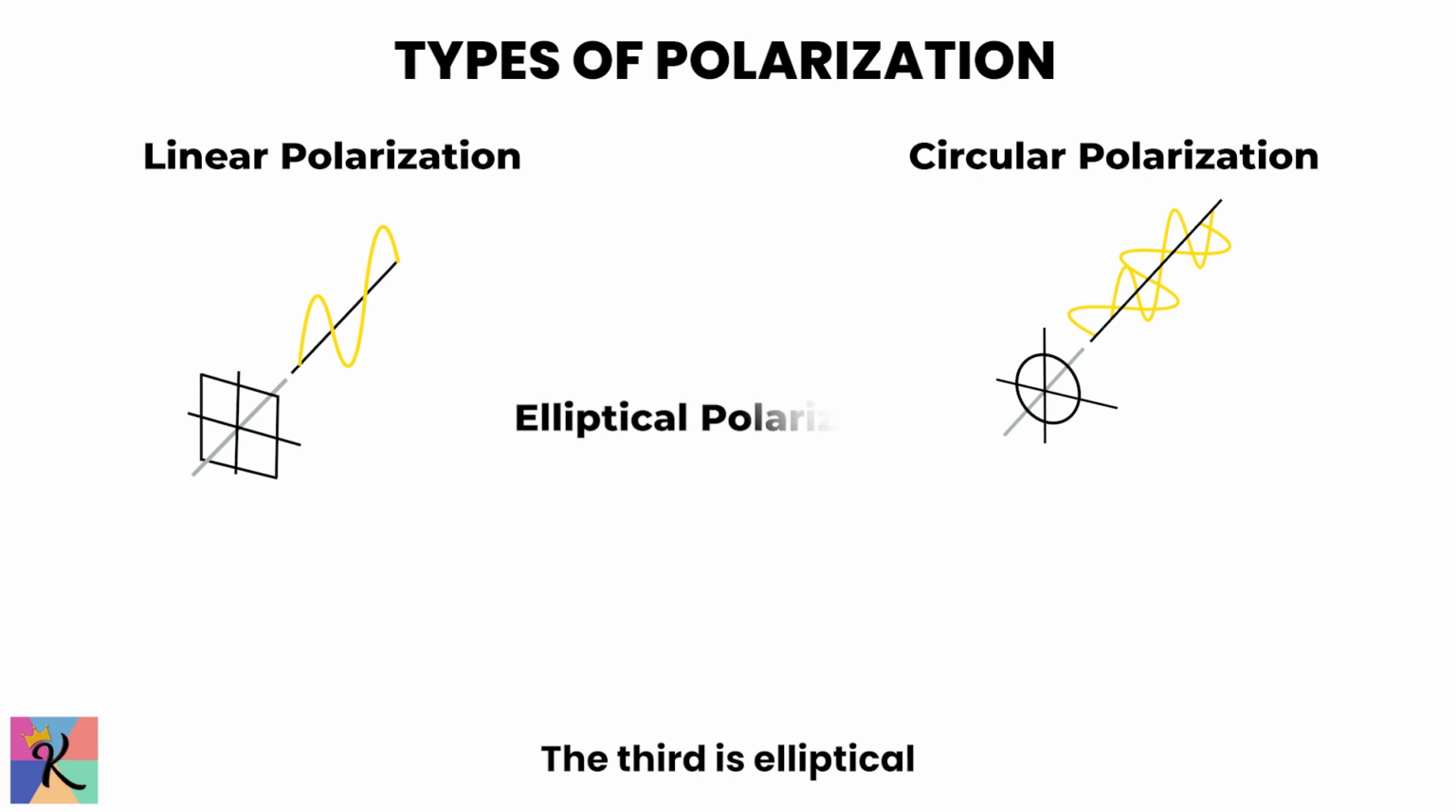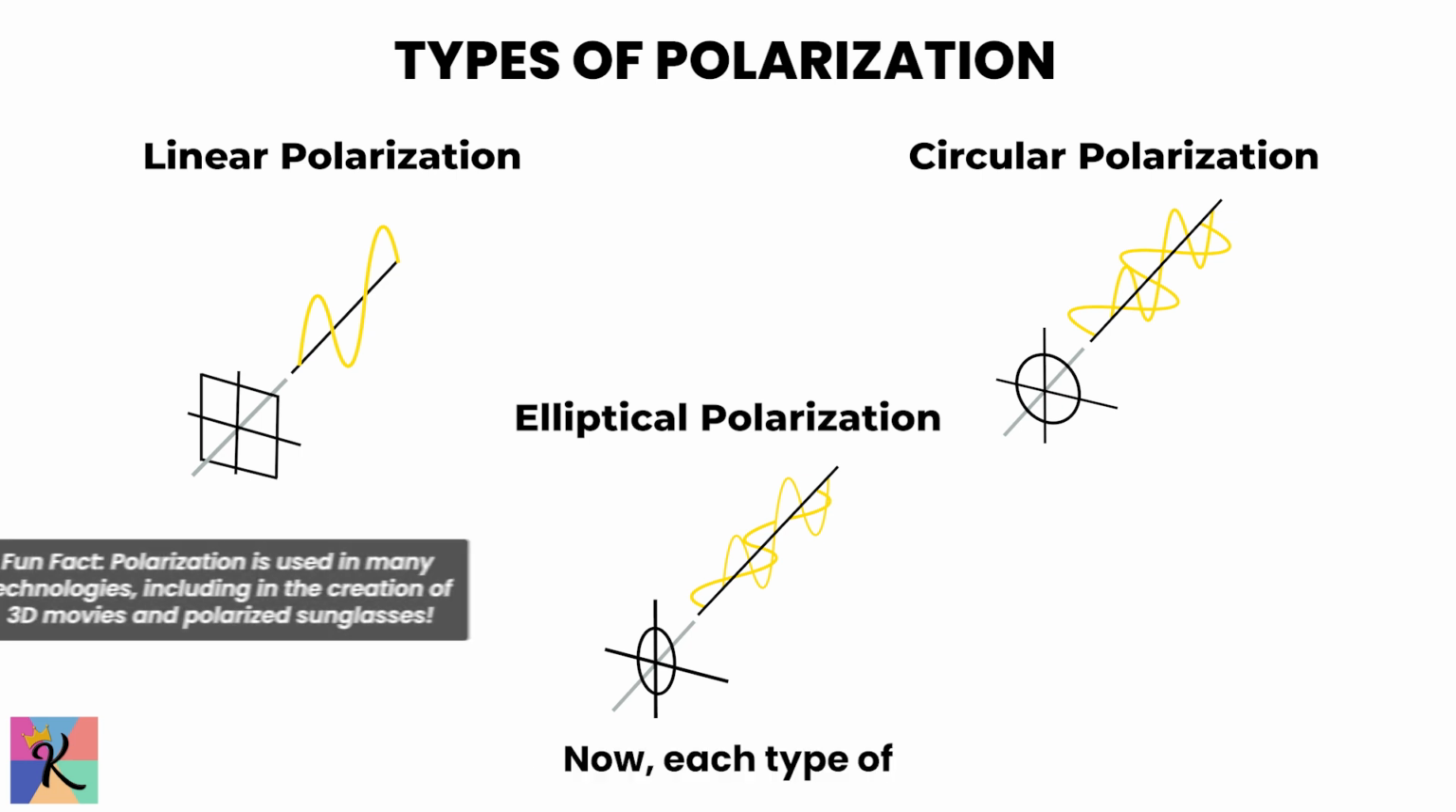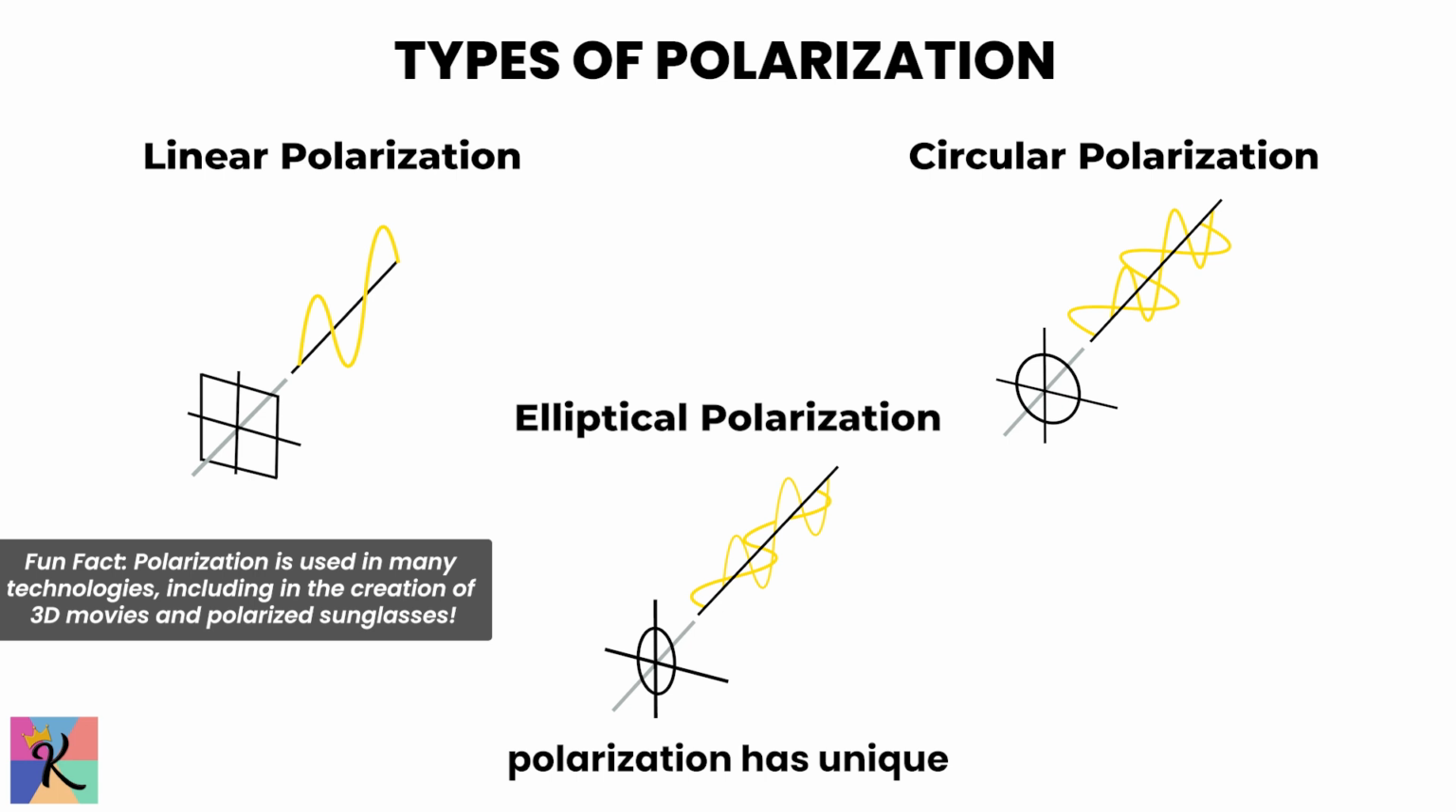The third is elliptical polarization. This is a more general form, where the electric field traces out an ellipse. It combines the characteristics of both linear and circular polarization. Each type of polarization has unique characteristics and applications, making it essential to understand their differences.